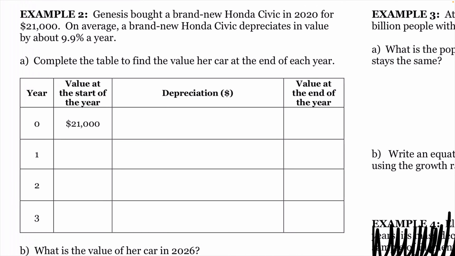Everything is going to be the same. Instead of 1 plus r, you're going to get 1 minus r. That's it. It's almost the same formula.